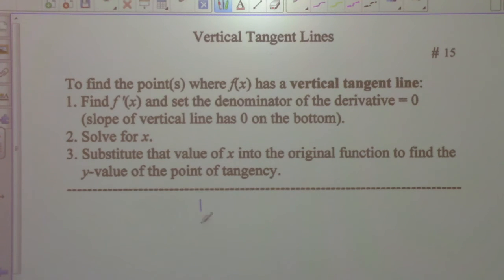Graphically, let's say we have a function here that has a vertical point of tangency right here. We call this f of x, and after we find f prime of x, set the denominator of the derivative equal to zero and solve for x, we'll see an example of that. Once we plug back in, we find our point of tangency. A vertical tangent line is going to be what kind of equation? It'll be an x equals type equation.